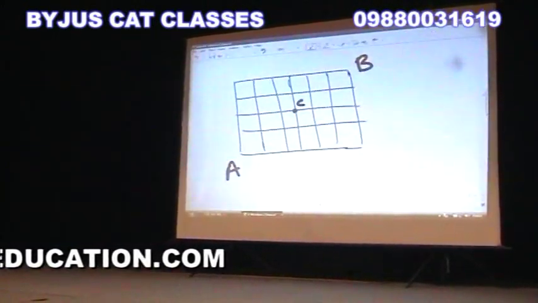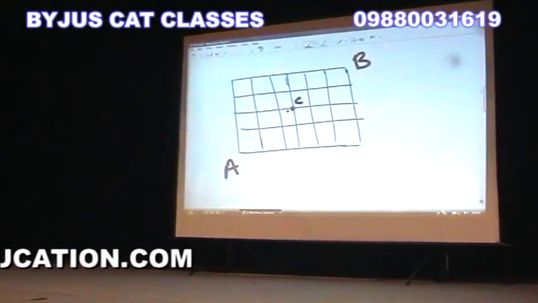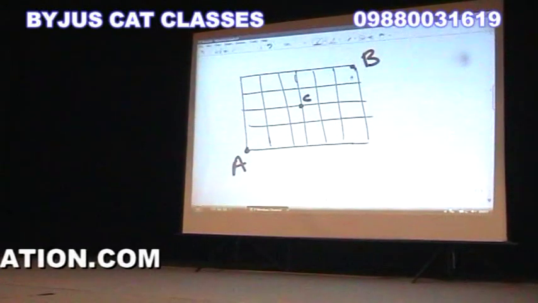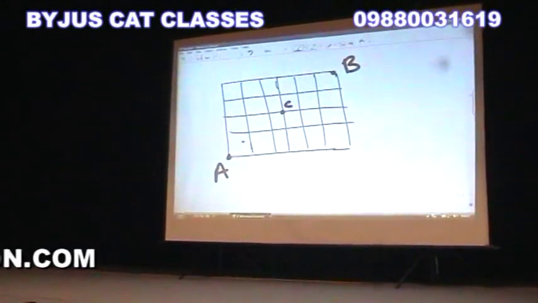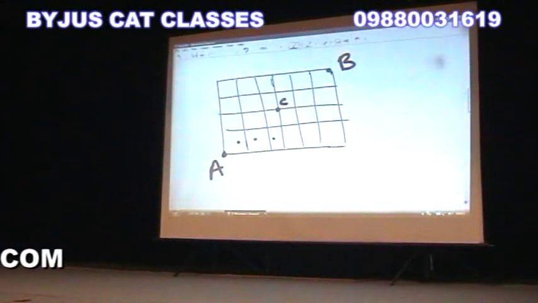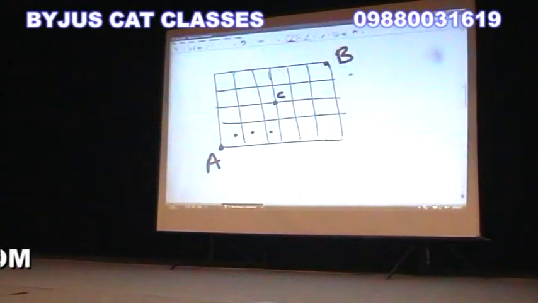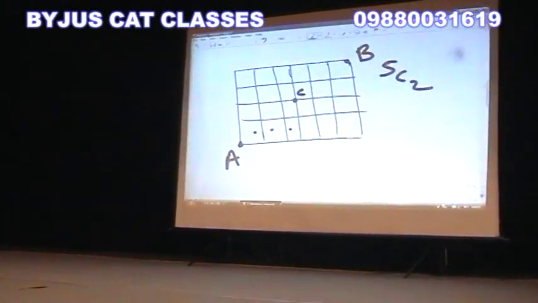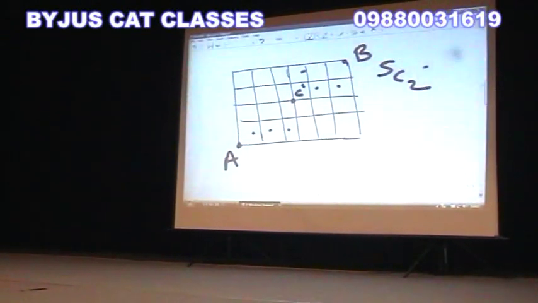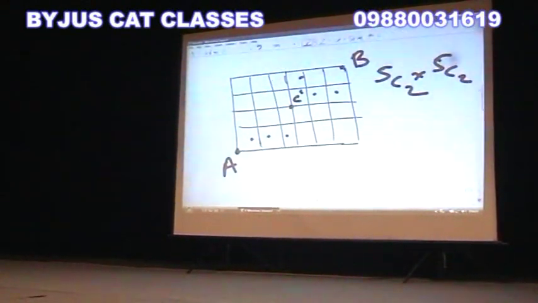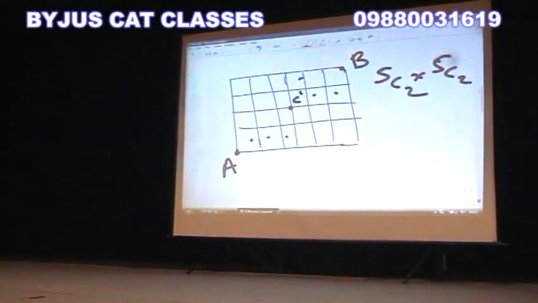So how do you solve? A to C, how many ways? So this is the product rule, right? How many ways can he go from A to C? How many zeros? Just count the number of columns. 1, 2, 3. So there are 3 zeros and 2 ones. That's 5C2. C to B is again 1, 2, 3 and 1 and 2. So 5C2 into 5C2. Answer is 5C2 into 5C2.